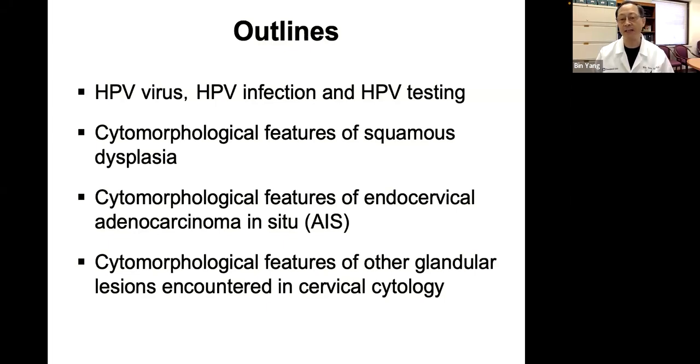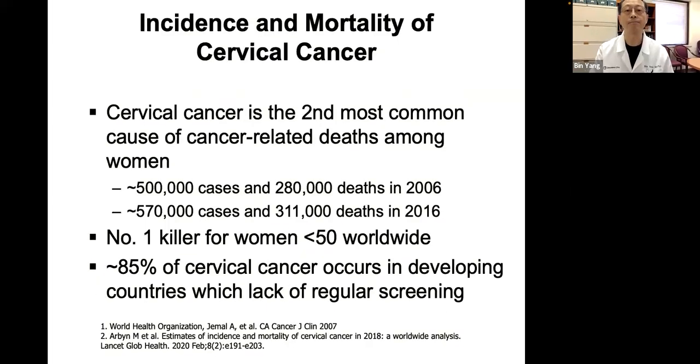HPV infection, and HPV testing. That's what I start with for my fellows and residents, because I think for cytopathologists practicing in the modern era, we're not only focused on cytomorphology. You must have a profound foundation in HPV infection and HPV testing. Then my second half is going to briefly review cytomorphologic features of dysplasia in squamous and glandular lesions.